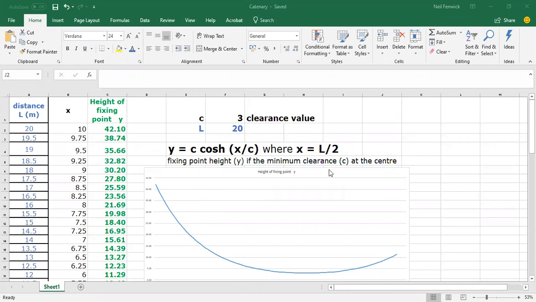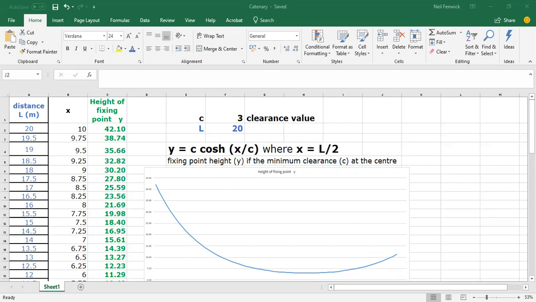The purpose of this video is to explain the shape of a catenary and how to implement the equations into Excel so that we can plot the U shape of a catenary.